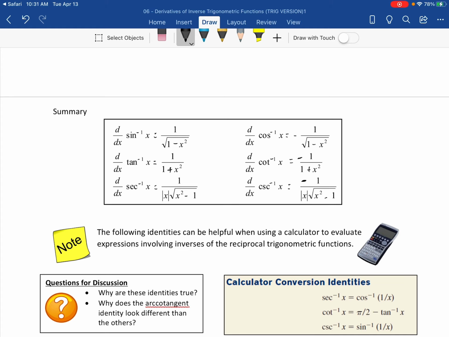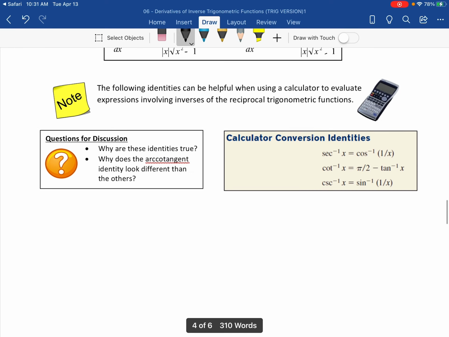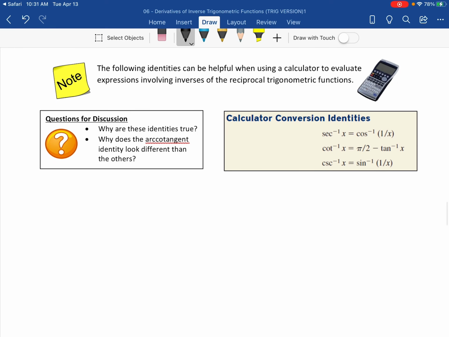Now then, moving on. The following identities can be helpful when using a calculator to evaluate expressions involving inverses. That is, your calculator has a sine inverse button, a cos inverse button, and a tan inverse button. But if we want to do secant inverse or cotan inverse or cosecant inverse, we don't have buttons for that. So these are called calculator conversion identities.